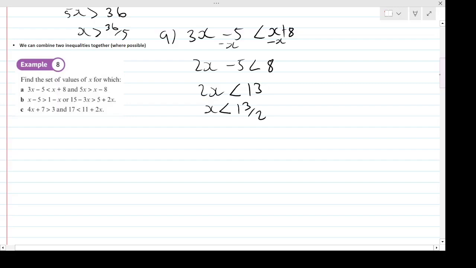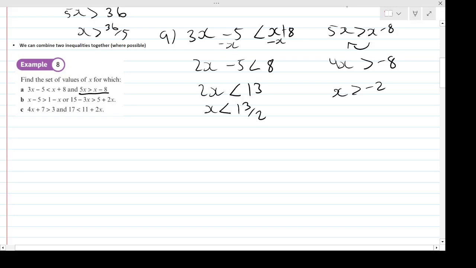That's solved. Okay, now I need to solve the other one. So we have 5x greater than x minus 8. Well, then I can move the x here to there to get 4x. If I subtract x, 4x greater than minus 8, then x is greater than minus 2. Cool. So we've got these two inequalities.